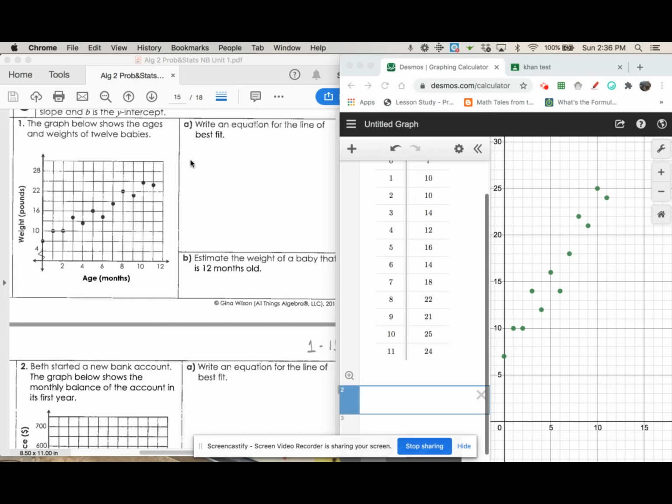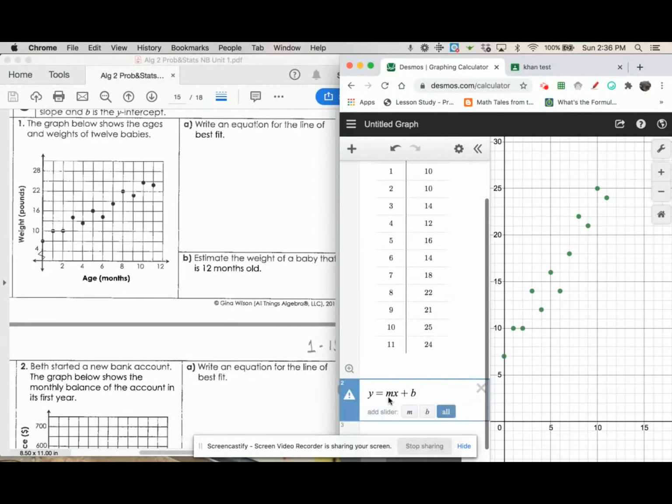It wants you to write an equation for the line of best fit. So this question doesn't give you a bunch of lines to choose from. You have to make the line. So we're going to go down to the next entry in the menu, and we're going to type in the equation of a line in slope-intercept form, y equals mx plus b. And we don't know, m is the slope. We don't know what the slope is yet. B is the y-intercept where it crosses the y-axis. We don't know what that is yet.